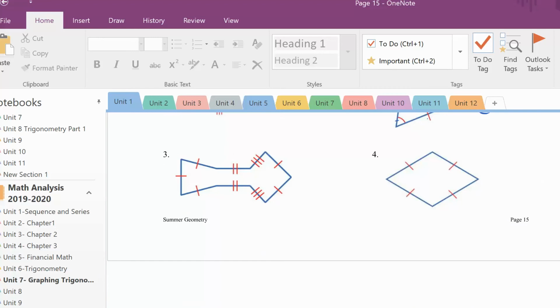So number three, it has 1, 2, 3, 4, 5, 6, 7, 8, 9 sides. So 9 sides, it's not on the list, but is actually what's called a nonagon. That would be 9 sides, a nonagon. This does not have any congruent sides. I mean, all sides are not congruent and all angles are not congruent, so we say none. And it is concave because some of it is pushed in.